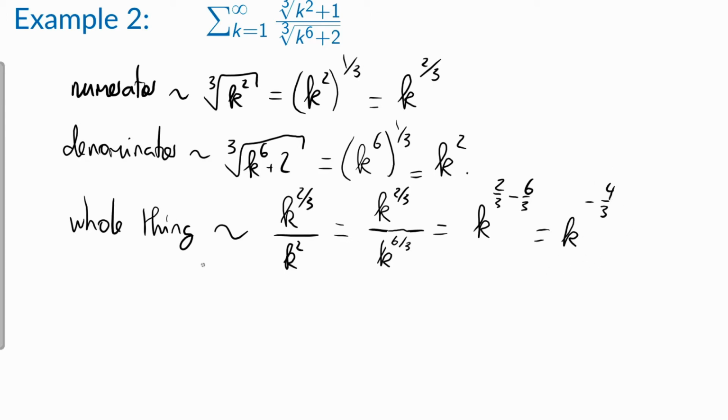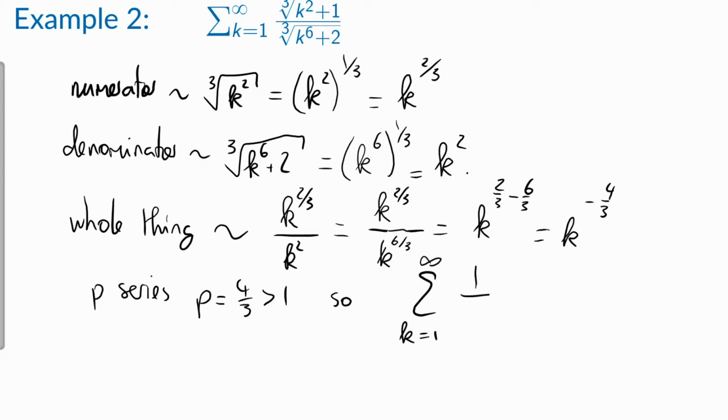And now that's going to give us a p-series for p equals 4/3, which is bigger than 1. So the series sum k equals 1 to infinity of 1 over k to the 4/3 converges. Now we know what the behavior of our series is. Our series is behaving like this k to the negative 4/3 that we just looked at. Now what we need to do is use the limit comparison test to make that precise. So that's what we're going to do next.